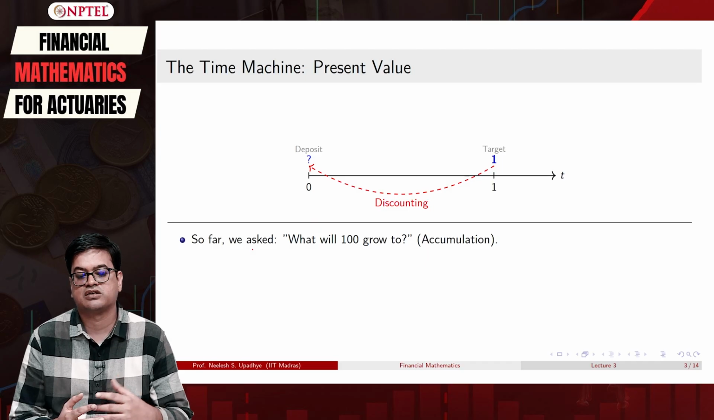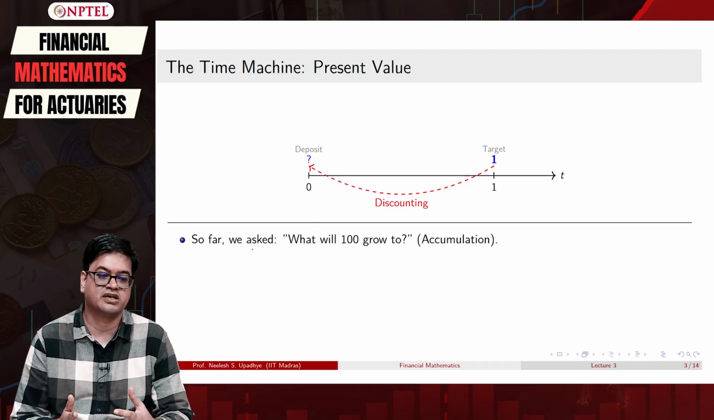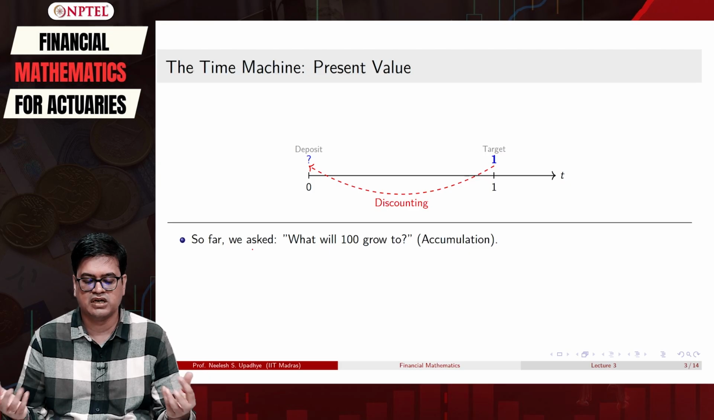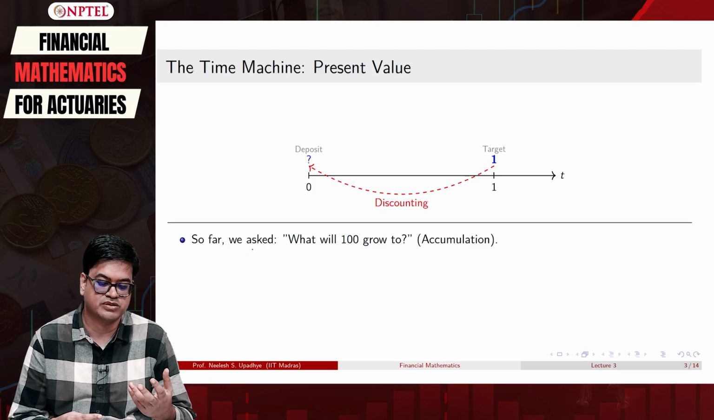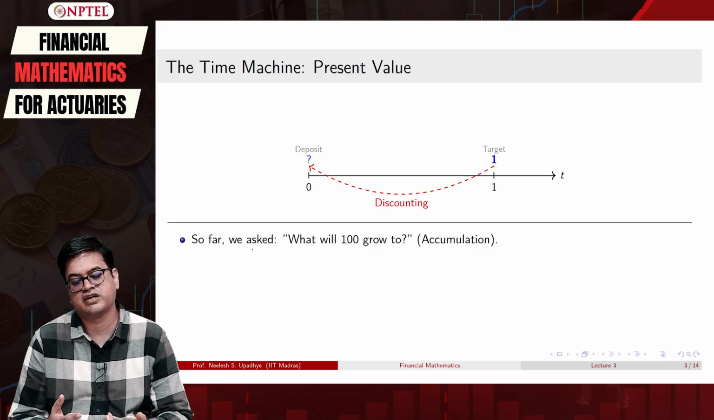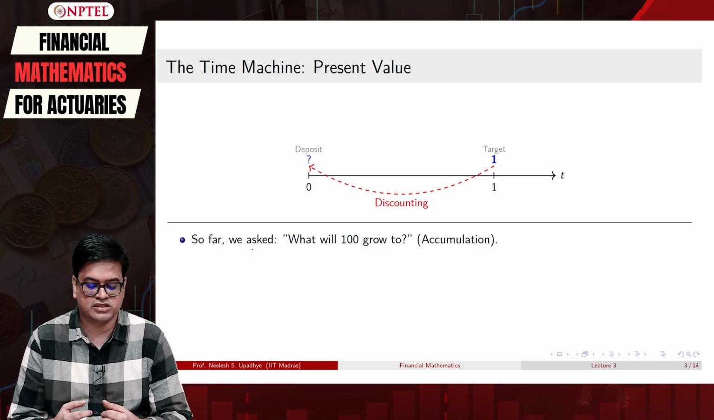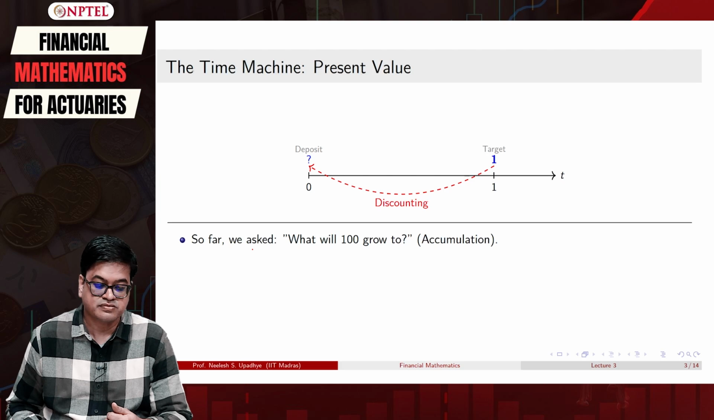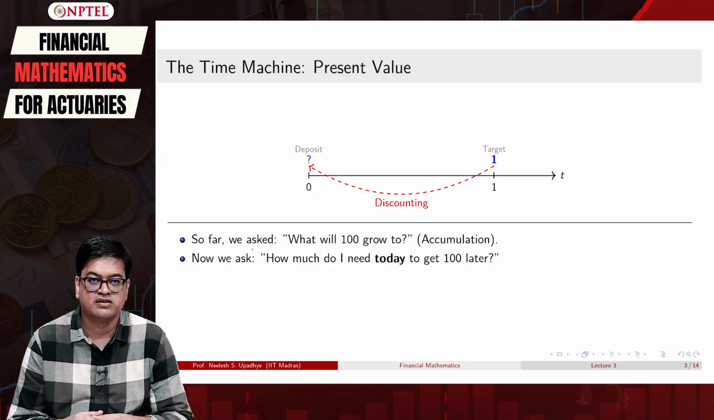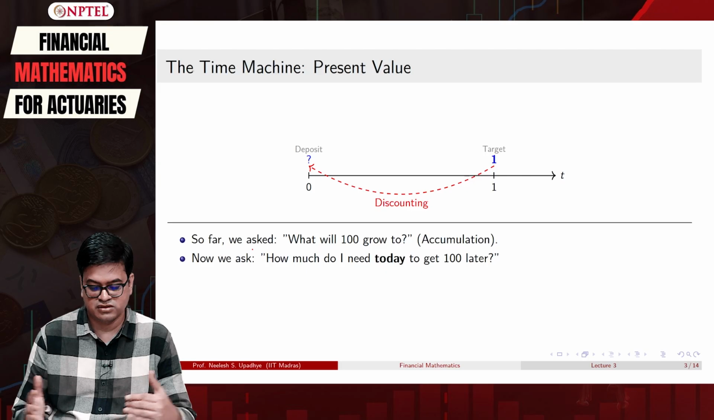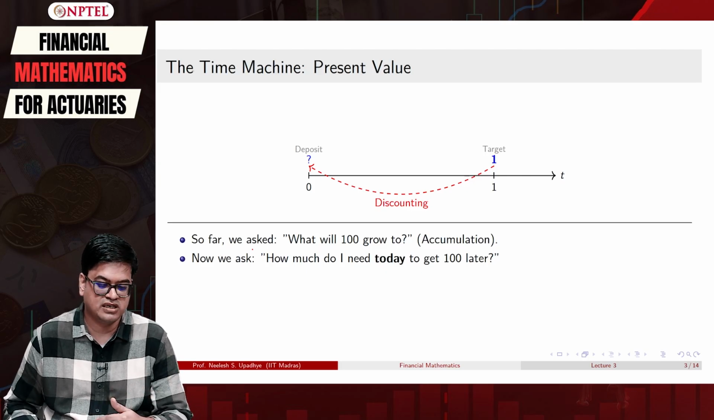Okay, so this is the question that we are posing today. What we have done so far is, okay, now I have 100 rupees, I will invest them in a bank, and then I will think about what happens in future. What will this 100 grow to? This is called the accumulation function that we have defined. So we will reverse that question and we will ask, if I want 100 later, how much should I invest today? So I hope the basis is clear now.